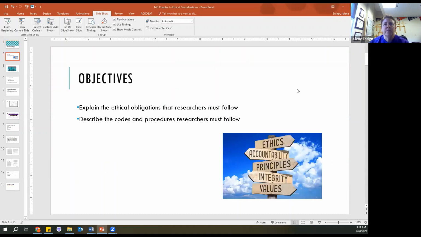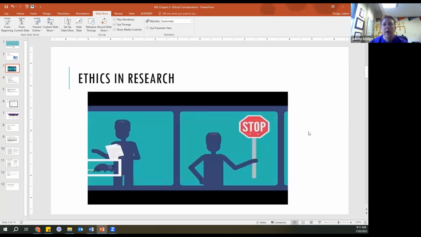So some objectives. We're going to talk about the ethical obligations that researchers must follow. And then we're going to talk about the codes and procedures that researchers must follow. There's lots of different rules in place to protect participants in research studies. I'm going to show you a short video that will help us understand that a little bit better.